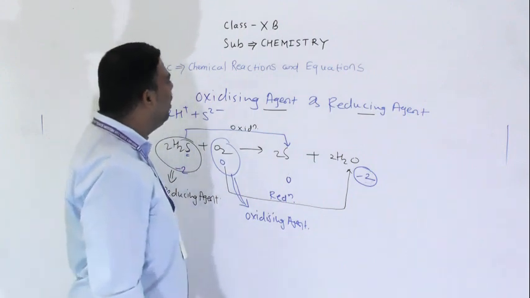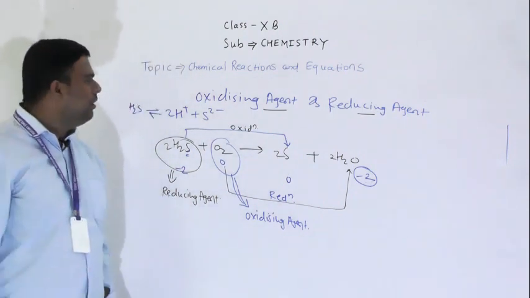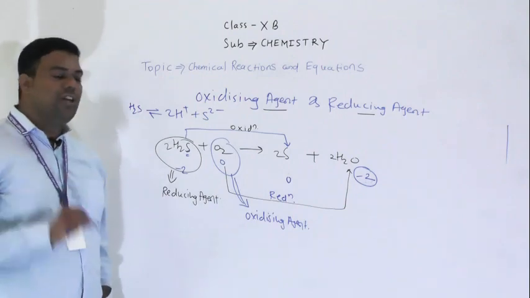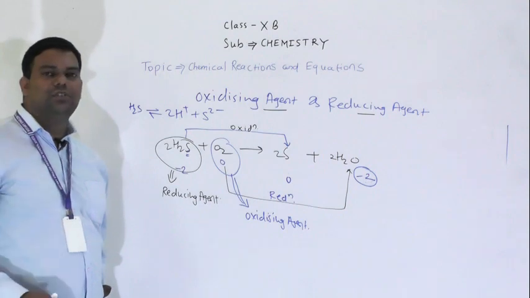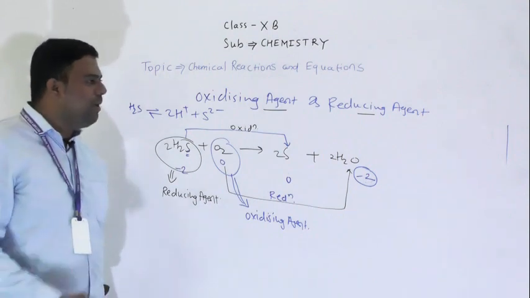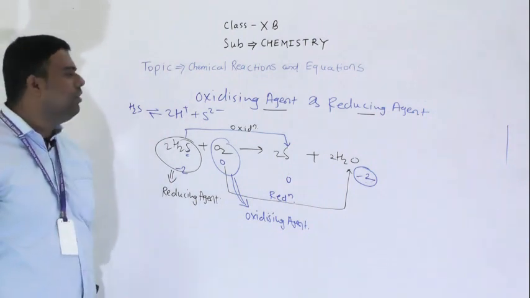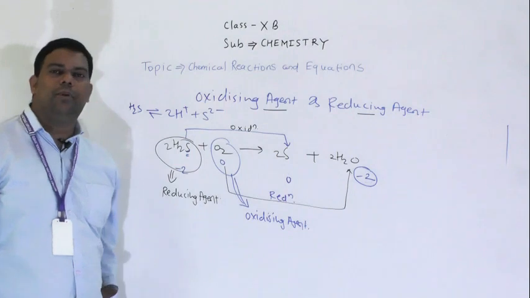So the most important parts we discussed from the first onward in redox reactions, in the modern concept and the old concept: loss of electrons, gaining of electrons. All these terminologies are important, and you have to keep them in mind.